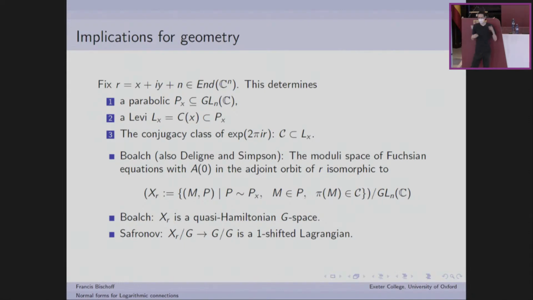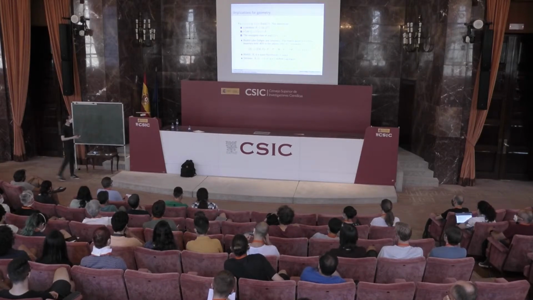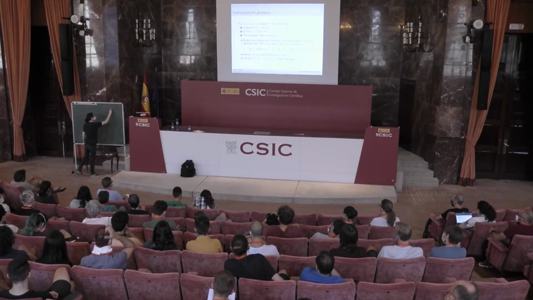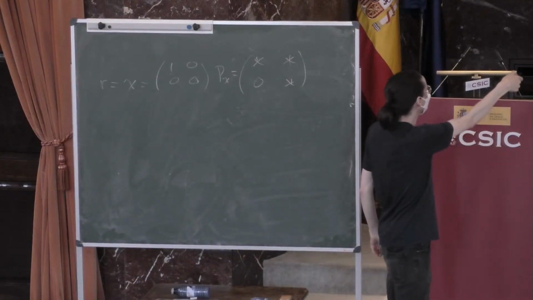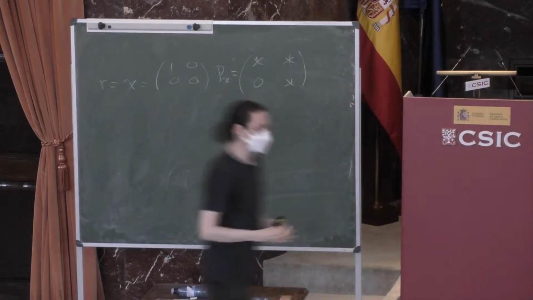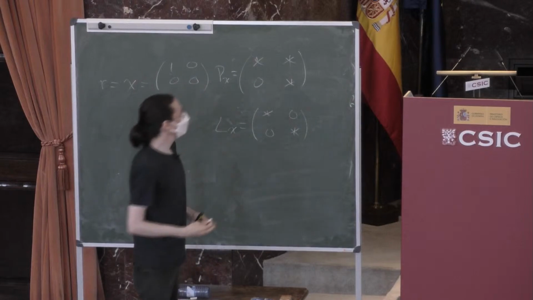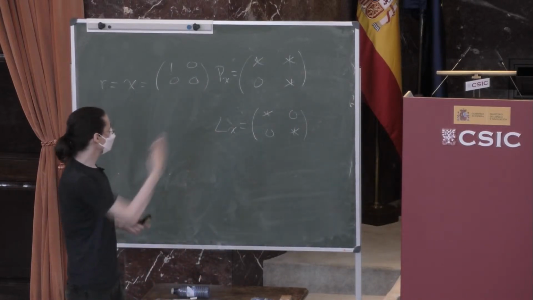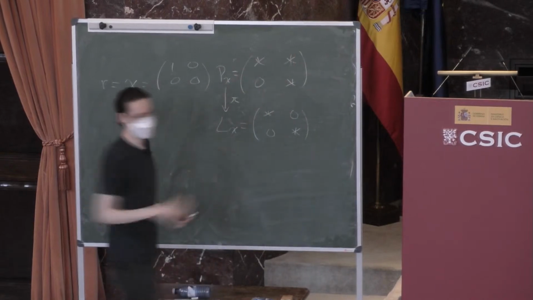So I'm going to fix this, and this determines a bunch of stuff. Let me give just the simplest example. So R equals X equals this. This will determine, first of all, a parabolic subgroup of matrices. In this case, it will just be the upper triangular matrices. And it also defines a Levi, which is the centralizer of X. In this case, it's just the diagonal matrices. This Levi is a subgroup of P, but there's also a projection map, which in this case we just project off this component.